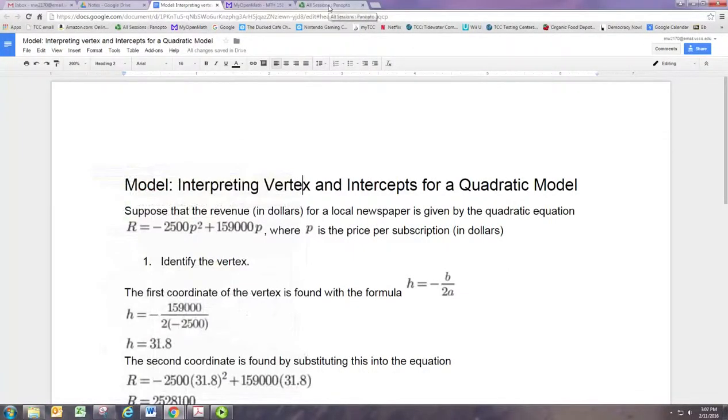All right, in this video we're going to see how to graph quadratic equations of two variables, graph a parabola using technology. Again, we're going to look at using Desmos to do this. The example I'm going to use is this model I have for interpreting the vertex and intercepts. So let's go ahead and open up Desmos.